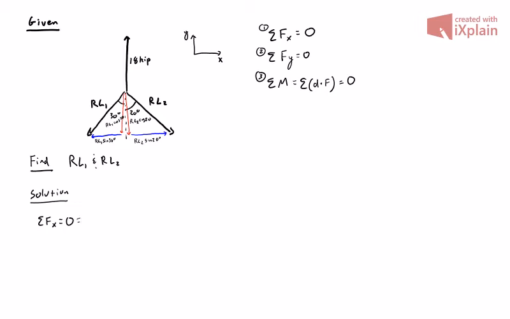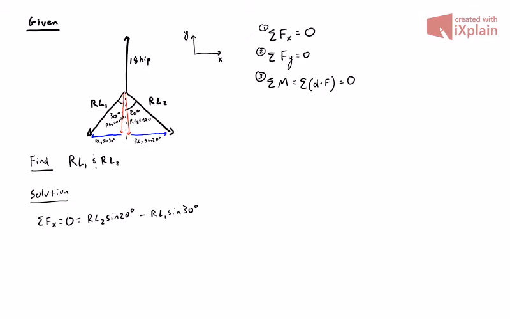So if we look at our x components, we have RL2 times the sine of 20 degrees in the positive x direction, and then we have RL1 sine of 30 degrees in the negative x direction. If we look at that equation, we have one equation and we have two unknowns, RL1 and RL2. If you remember back to algebra, you can't solve two unknowns using one equation. So we're going to need a second equation.